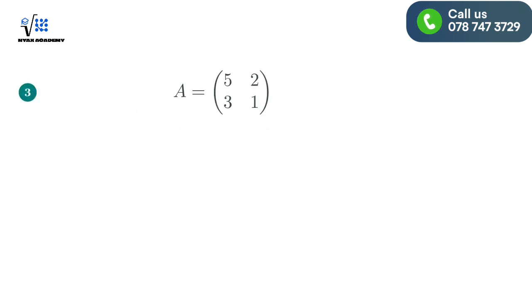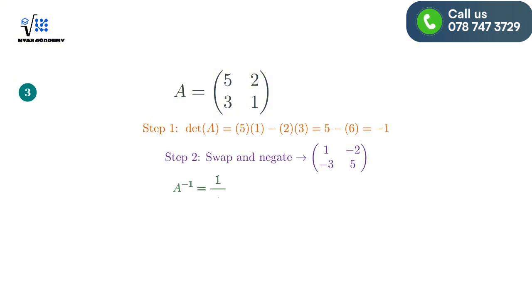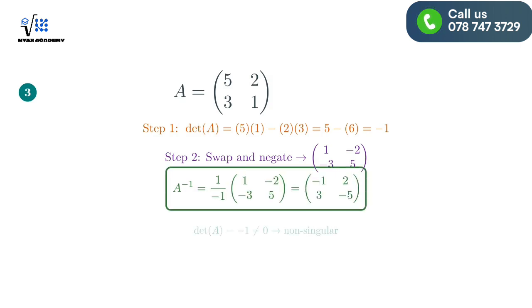For our last example, we are going to follow the steps of the previous two examples, working out the determinant to get -1 and then multiplying by our swapped matrix -1, 2, 3, and -5 as our determinant.